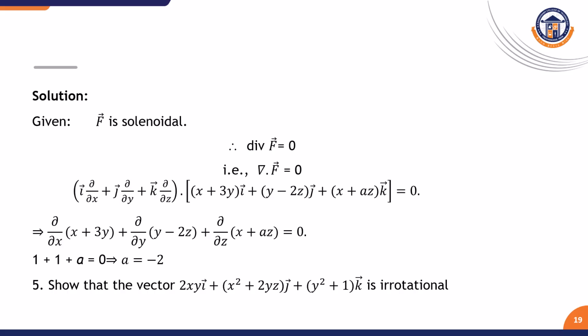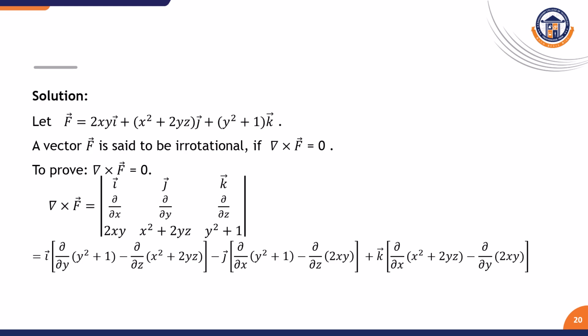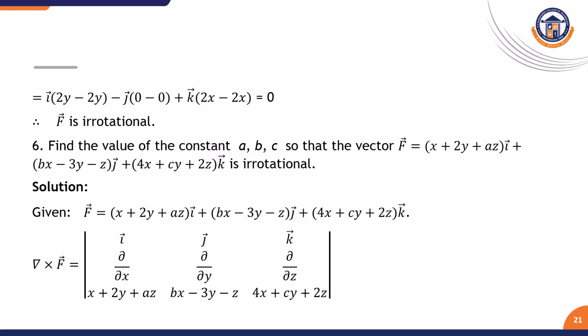So dou by dou x of x plus 3y, plus dou by dou y of y minus 2z, plus dou by dou z of x plus a, is equal to 0, which implies a is minus 2. Then the next topic is show that the vector is irrotational. It means we write the given vector point function to prove del cross f vector is 0. Del cross f, as usual, we write in determinant form. We expand this, then the final answer is 0. Therefore the f vector is irrotational.